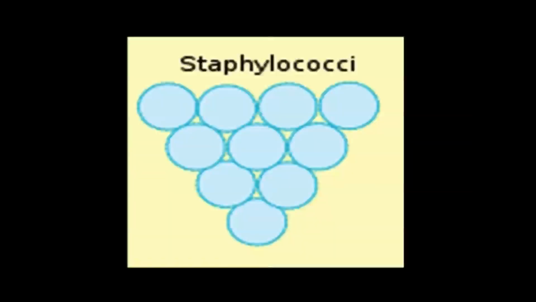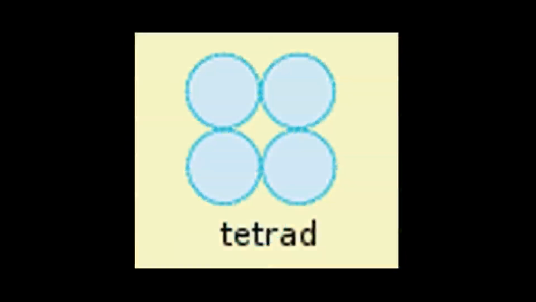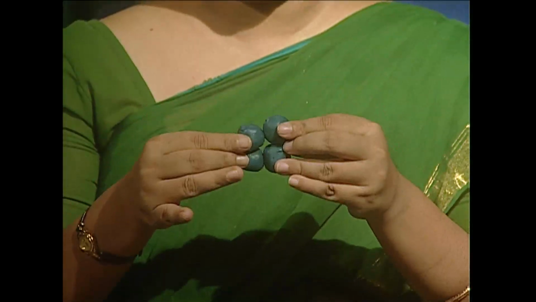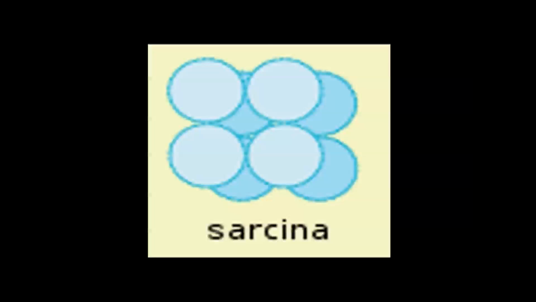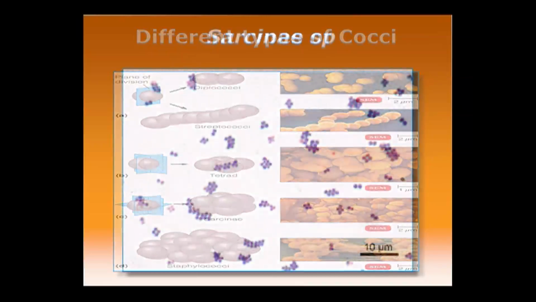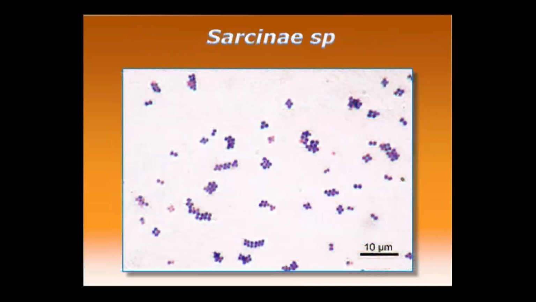If they are arranged as grape-like structure, they are called as staphylococci. If four are together, they are called as tetrad. This is the structure of tetrad. If 8 together join as a cube, they are called as sarcina structure. So, this picture shows different types of cocci. This is the structure of sarcina under microscope.